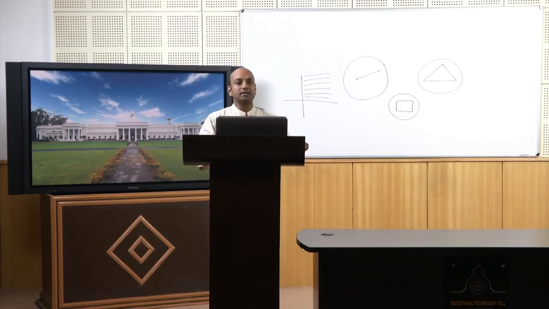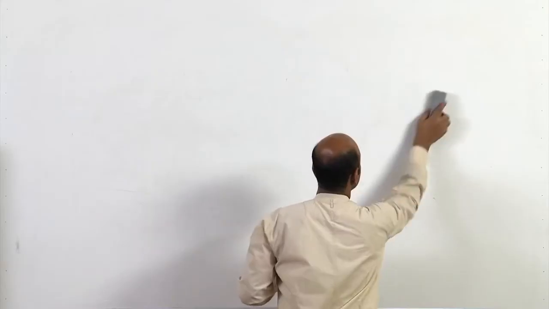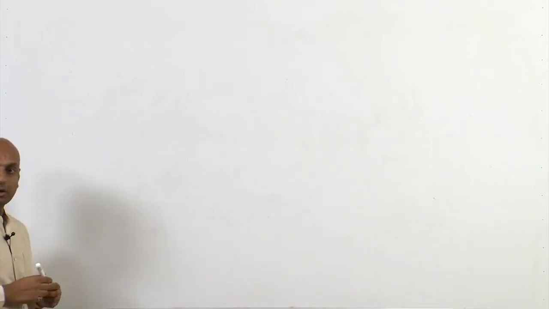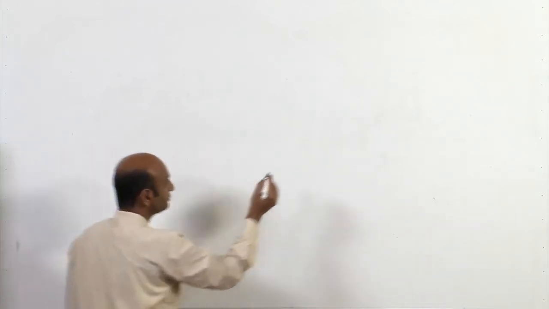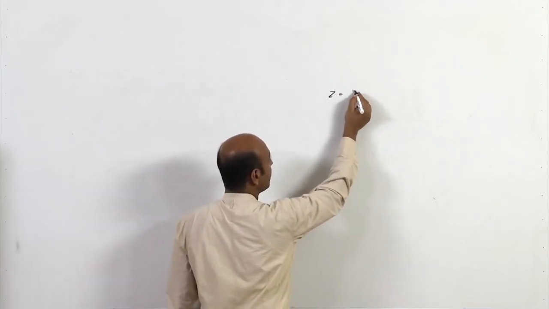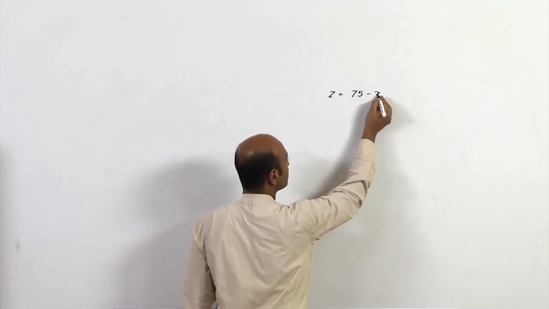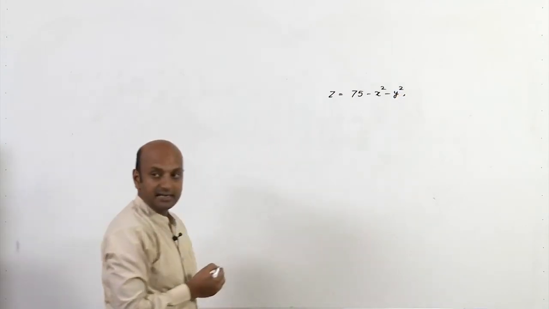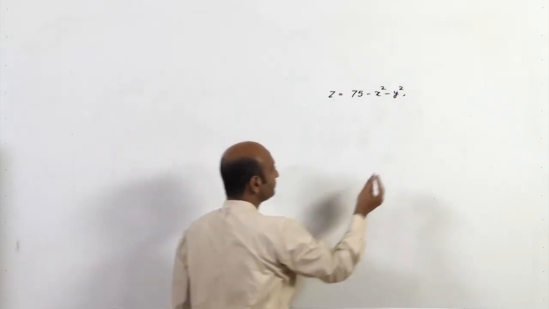Now, contour lines. What do we mean by contour lines? Let us understand this by an example. Take this example, where z is 75 minus x square minus y square, and z is 50.